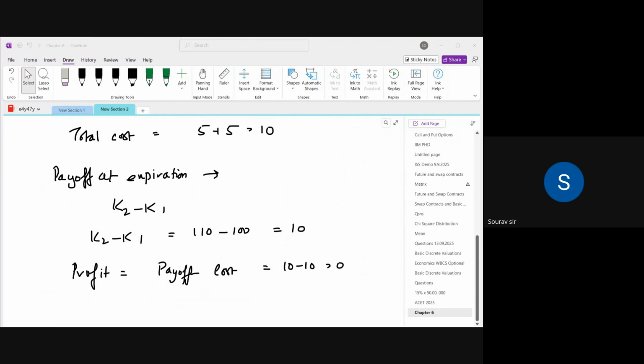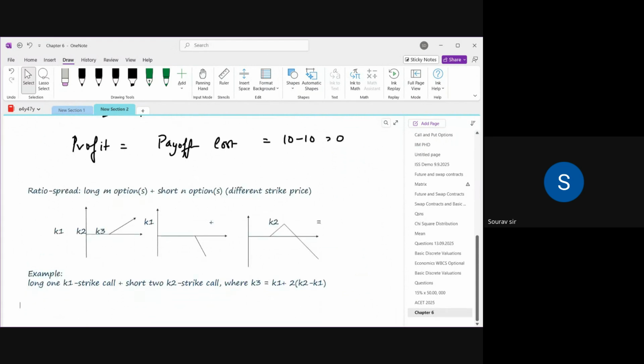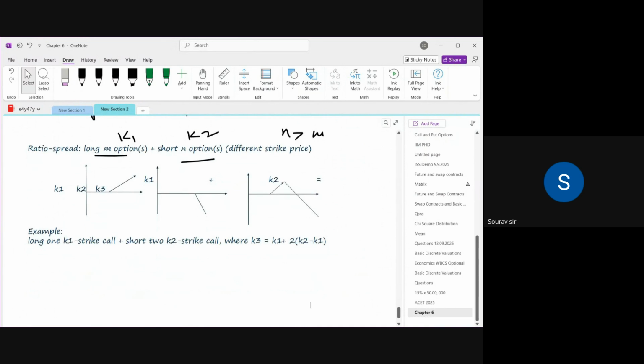Next, ratio spread. What is a ratio spread? When you buy M options, a long spread, and you sell N options at different strike prices, at K1 and suppose at K2. Typically N is greater than M, so you sell more than you buy. So the ratio creates an asymmetric profile. Like here, you buy one call at strike K1, and sell at K2. So the relationship is this one.